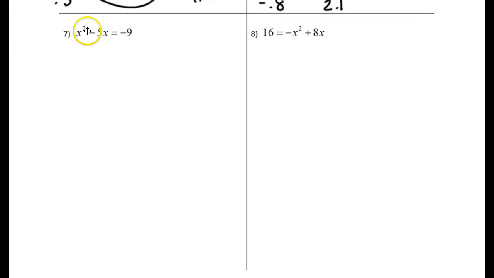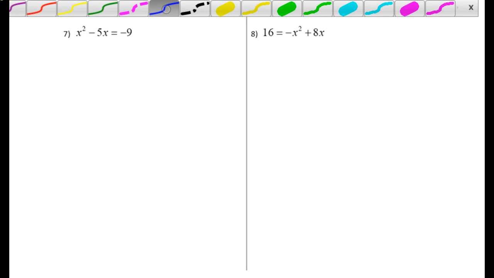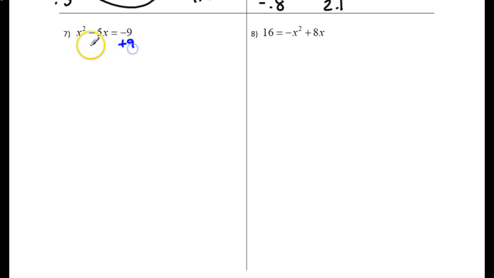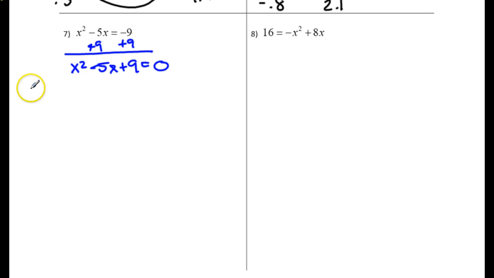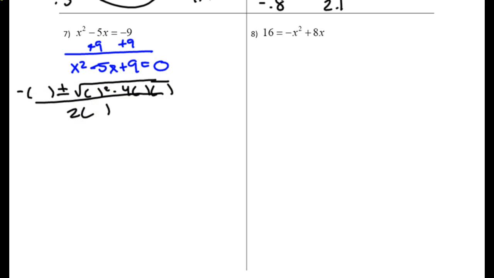Now once again, this is not ready to solve. Here's my A, here's my B. Gotta move the C over. So we're going to move it over by doing plus 9. So now we have x squared minus 5x plus 9 equals 0. Okay, now we're going to go plug in our A, B's, and C's. Negative b plus or minus square root of b squared minus 4ac, all that over 2a.